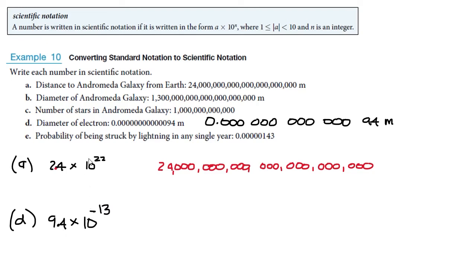And this is a very small number. Remember, positive exponents indicate very large numbers, and negative exponents indicate very, very small numbers.